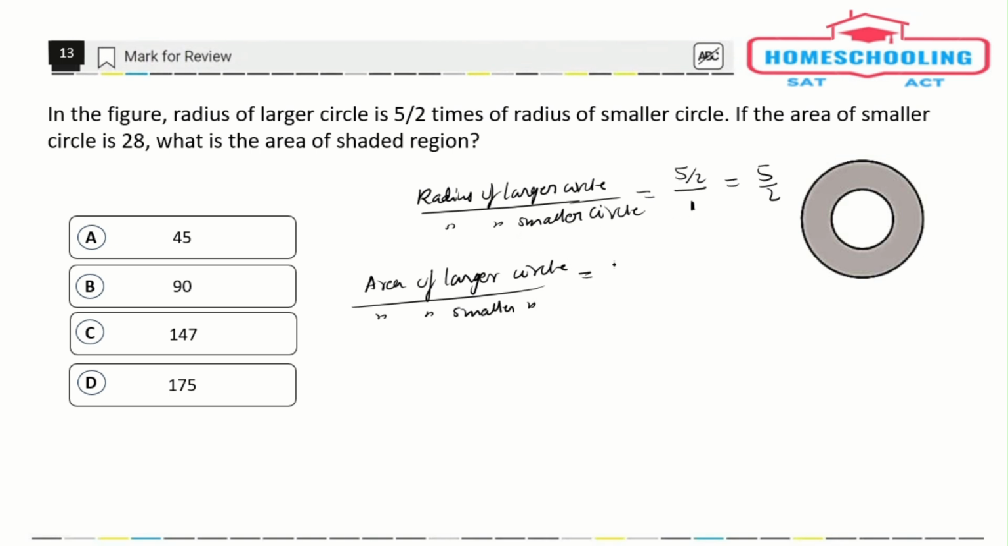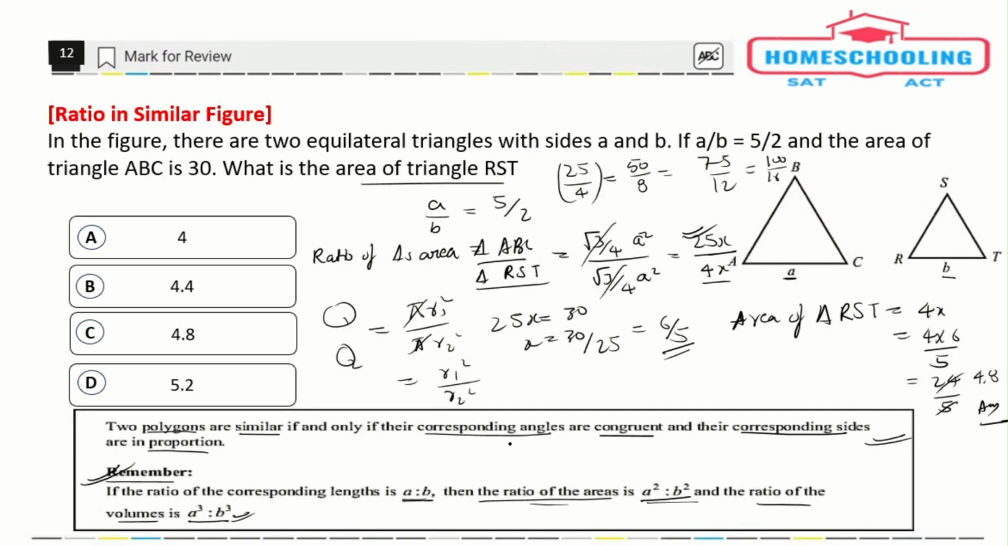As we know, the area is pi r square, and the radius is r square. So the radius of the larger circle is 25, 5 square divided by pi 2 square. When you are solving this question, you don't have to write the whole formula. As we already know, if the length or the radius is given, the area would be the square of it and the volume would be the cube of it.